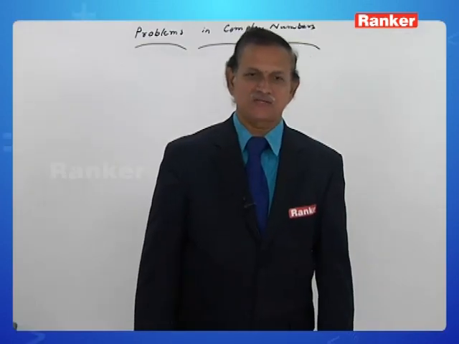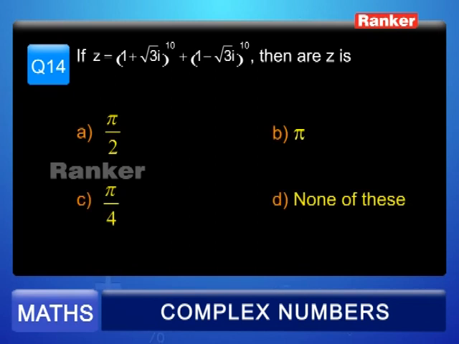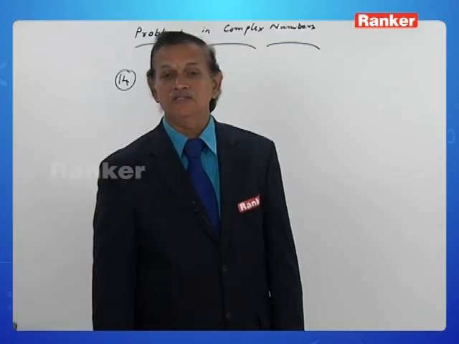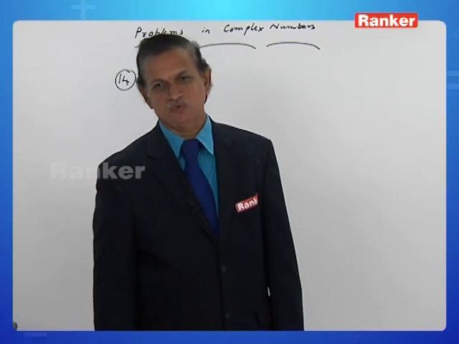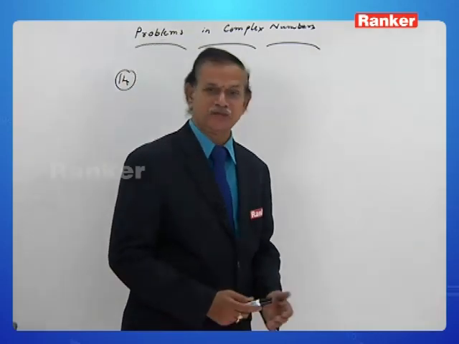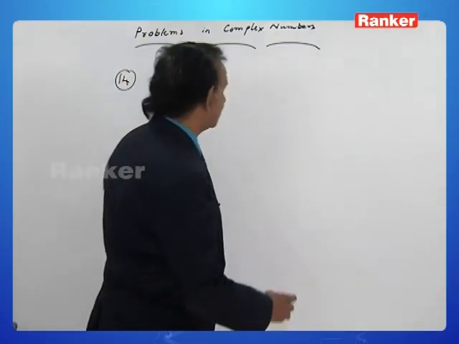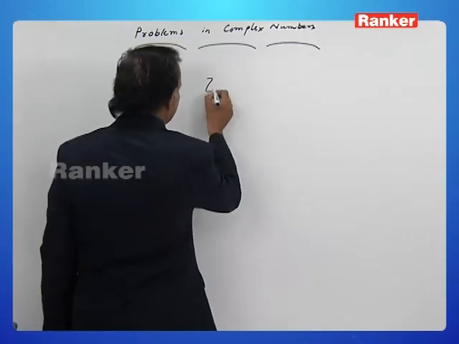Let us look at the next question, that is question number 14. In this question, he has given that z is equal to (1 plus i root 3) whole to the power of 10 plus (1 minus i root 3) whole to the power of 10. Then, what is the argument of z? How can you get that argument? Let us look here. What is the given complex number?